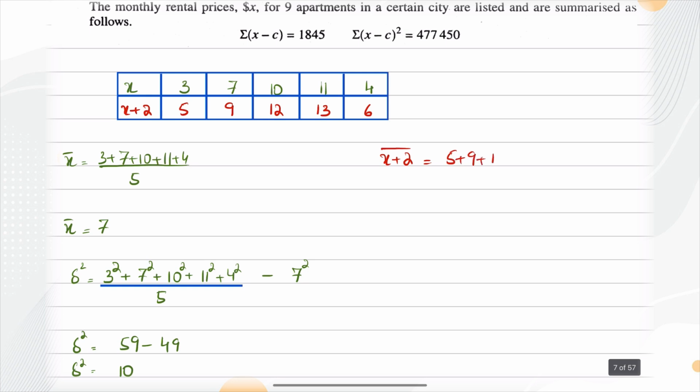So 5 plus 9 plus 12 plus 13 plus 6, and dividing it by the total, which is still 5. And now here's the observation to make: the mean of x plus 2 is actually equal to 9. Now, this is not a coincidence that the mean has increased by 2, because we've added 2 to all the values of x. That's why the mean has increased by 2.